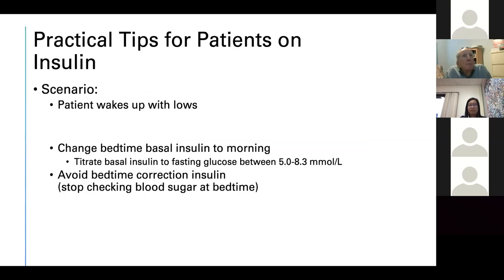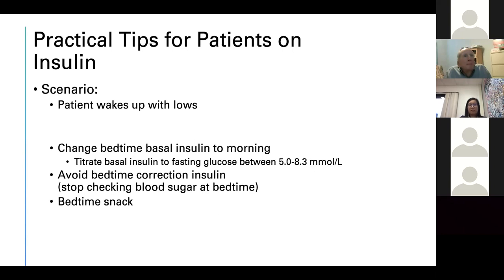Avoid bedtime correction insulin. I find particularly with my patients that if they check their blood sugars at bedtime, they tend to overreact, giving themselves an initial bolus of correction, followed by another one because they may forget that they actually gave themselves a bolus in the first place. So I actually just tell my patients to not check their blood sugars at bedtime because it causes them anxiety and that leads them to overreact.